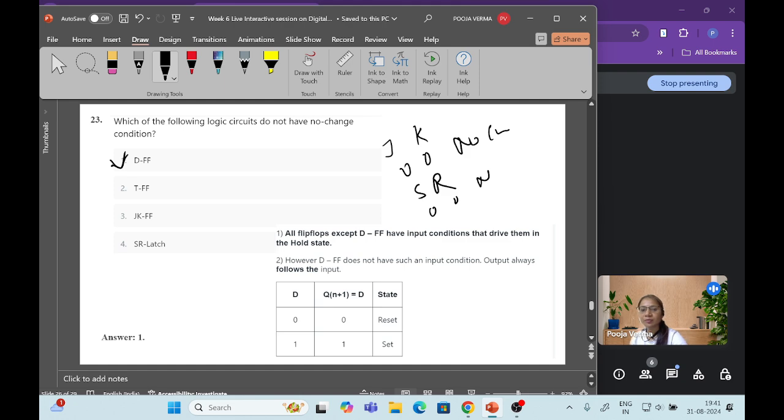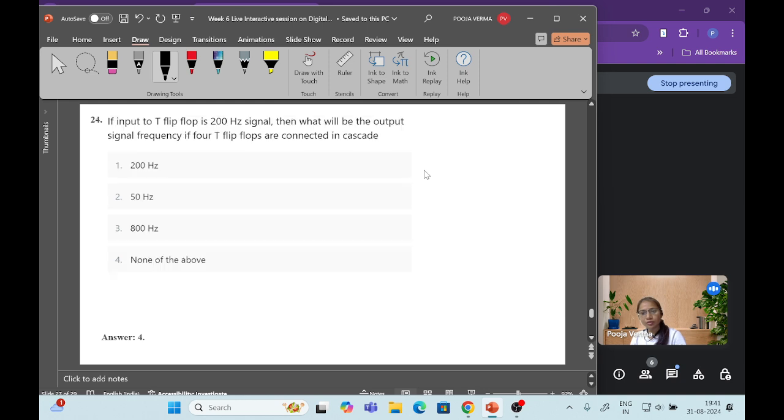So this is the only flip-flop that doesn't have any no change condition. The D flip-flop doesn't have any no change condition. Okay. So option 1 is the correct answer for this question. So, moving to the next question.